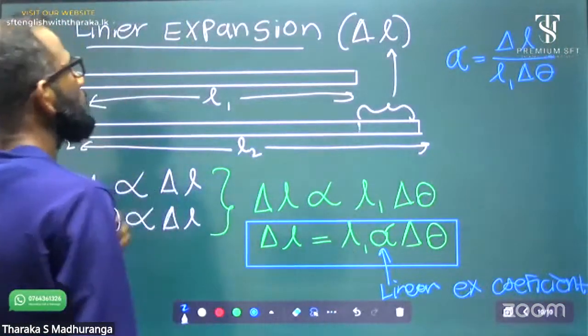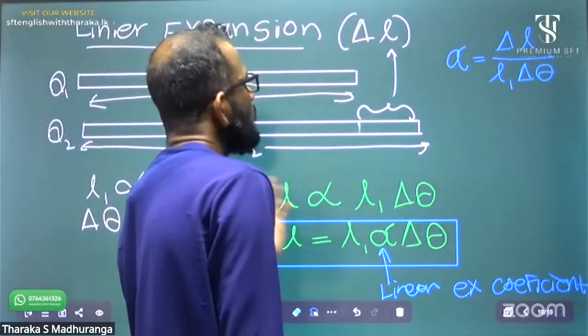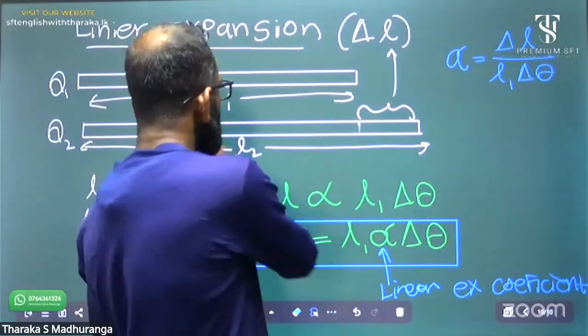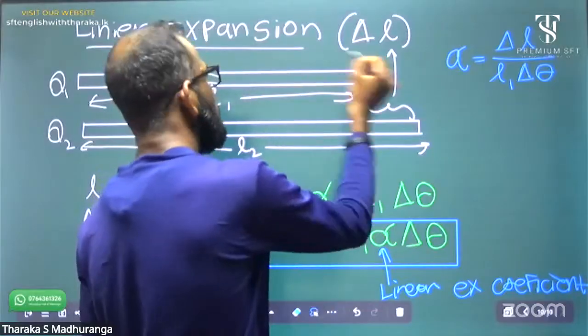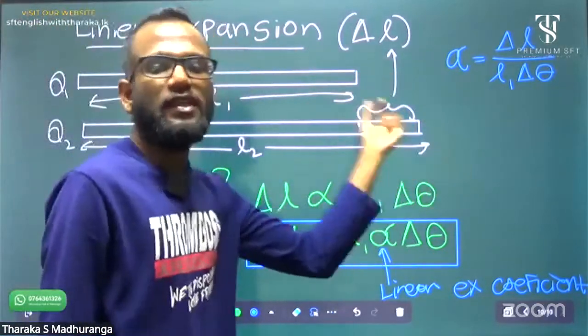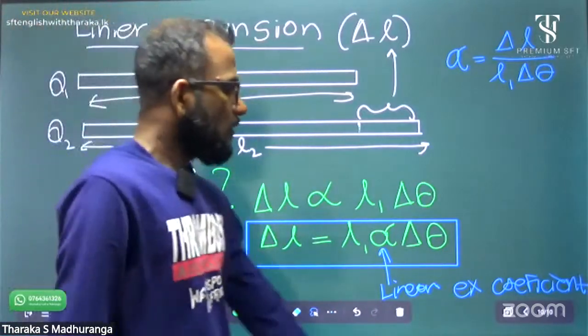This is the linear expansion coefficient. Finally, we got another equation. I think you can remember that. That means L2 equal L1 plus delta L. That's simple. That means initial length plus increased length equal to the final length. Next.